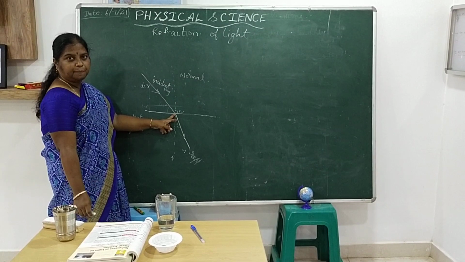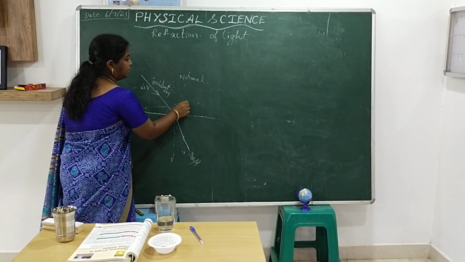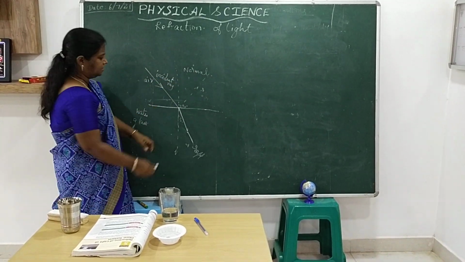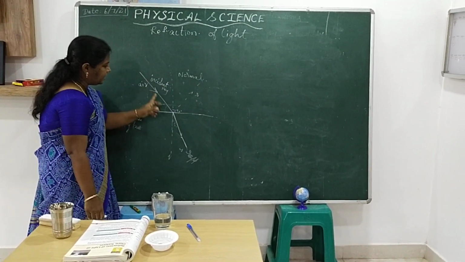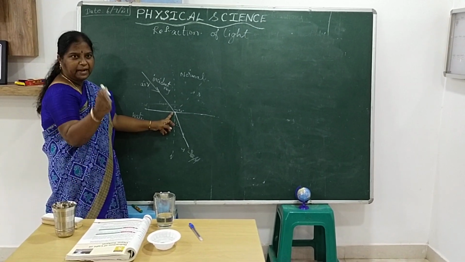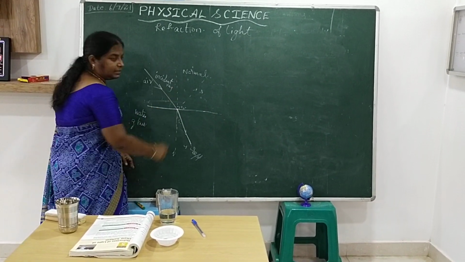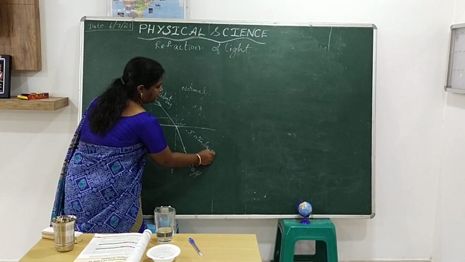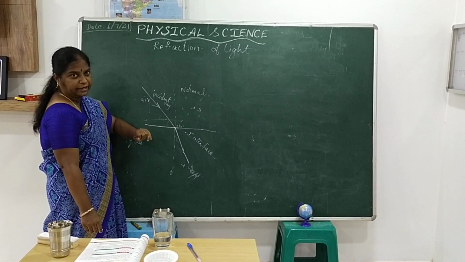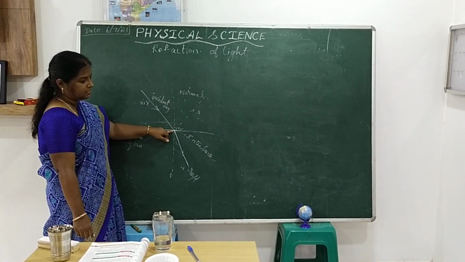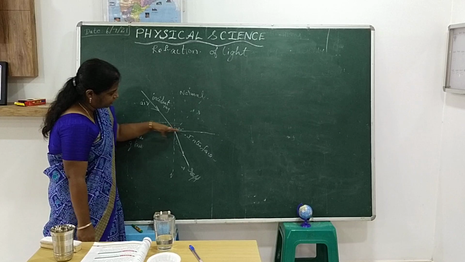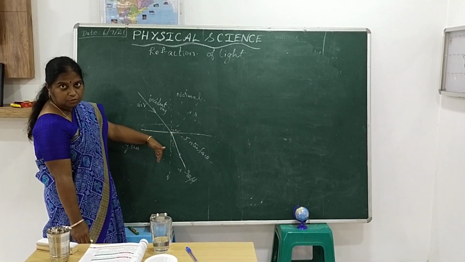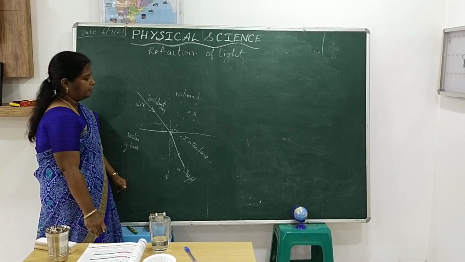Another ray also will be passing. That is your reflected ray. We are not going to consider this since this is an interface. Now where it is exactly bending, it is bending exactly at the interface. What is this point called? Interface. Okay, so this is your interface. At the point of incidence, at the interface, it is showing that the ray of light is just moving towards the normal.